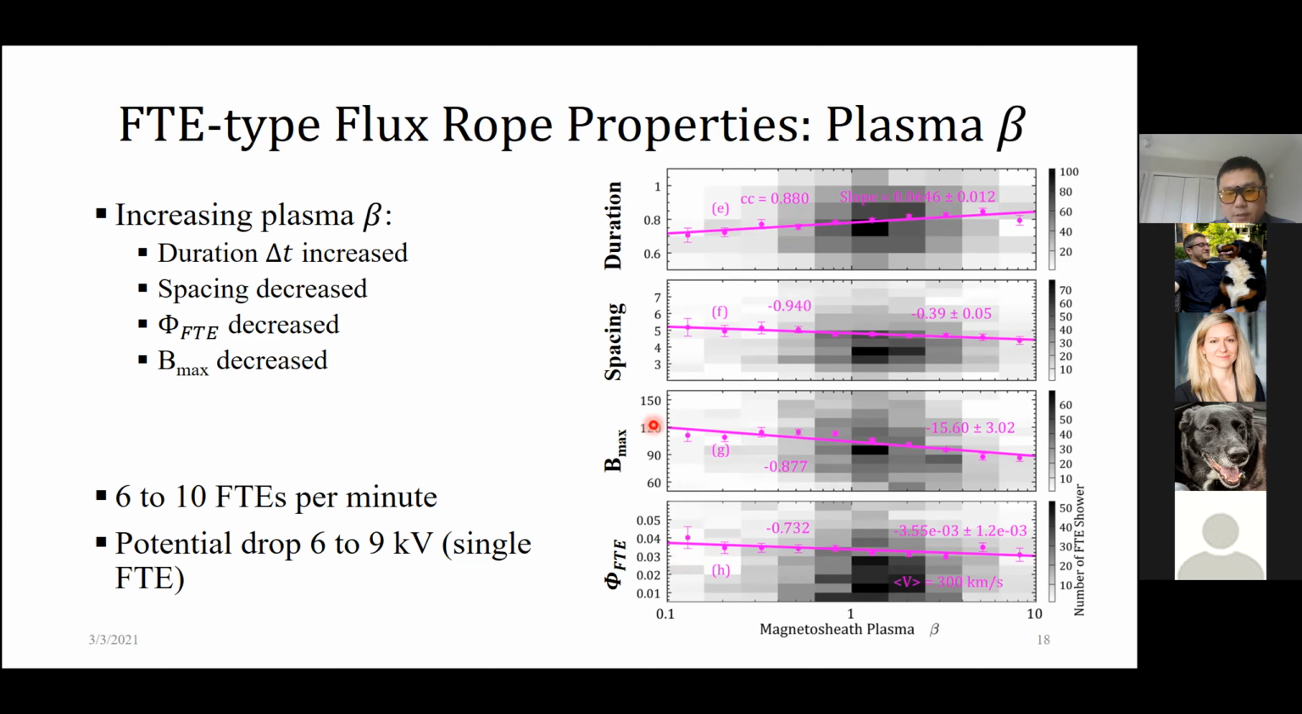We show that the duration increased with increasing magnetosphere plasma beta. The spacing, the maximum magnetic field intensity, and the amount of magnetic flux decreased with increasing magnetosphere plasma beta. So with the spacing of the flux transfer events and with the amount of magnetic flux in each FTE, we can estimate the potential drop associated with each individual FTE. And we got a value like 6 to 9 kilovolt.